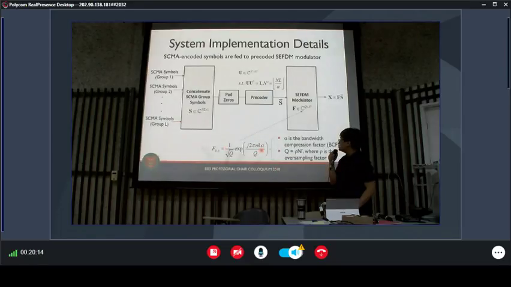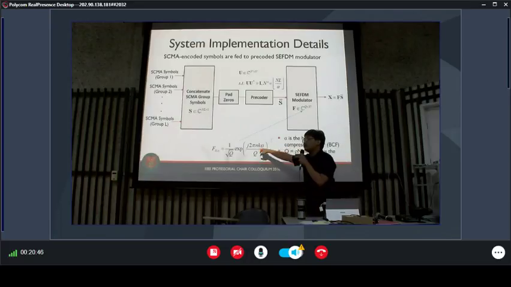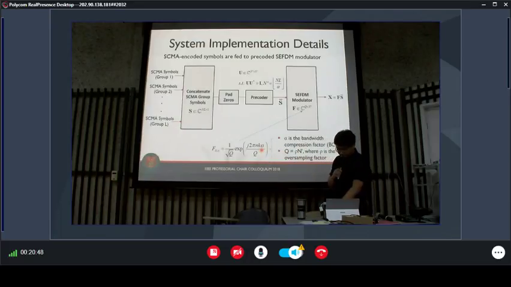This alpha denotes the bandwidth compression factor, which controls the separation of the subcarriers. So this alpha ranges from 0 to 1. A value of 0 for alpha means that the subcarriers perfectly overlap, and a value of 1 means that they are orthogonal. So this will boil down to an inverse discrete Fourier transform. So this will be just OFDM. So we can say that OFDM is actually a special case of SEFDM where alpha is equal to 1.